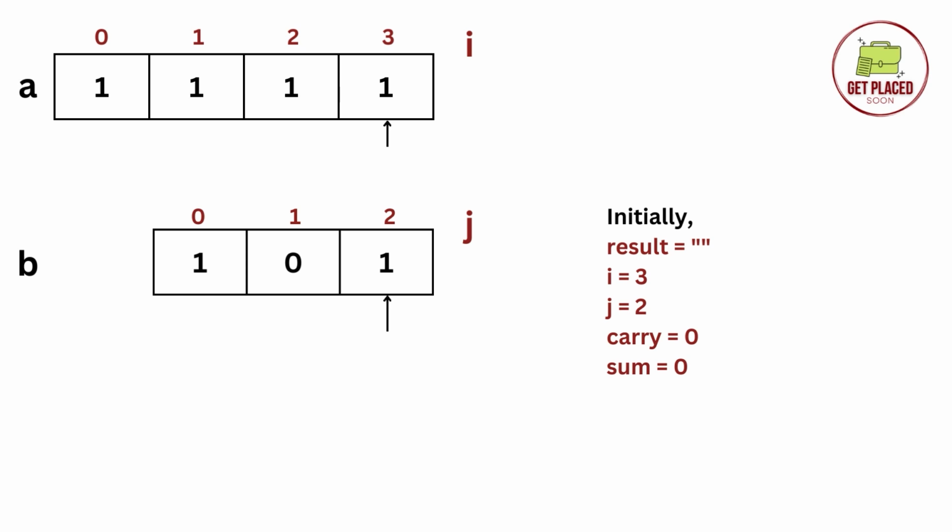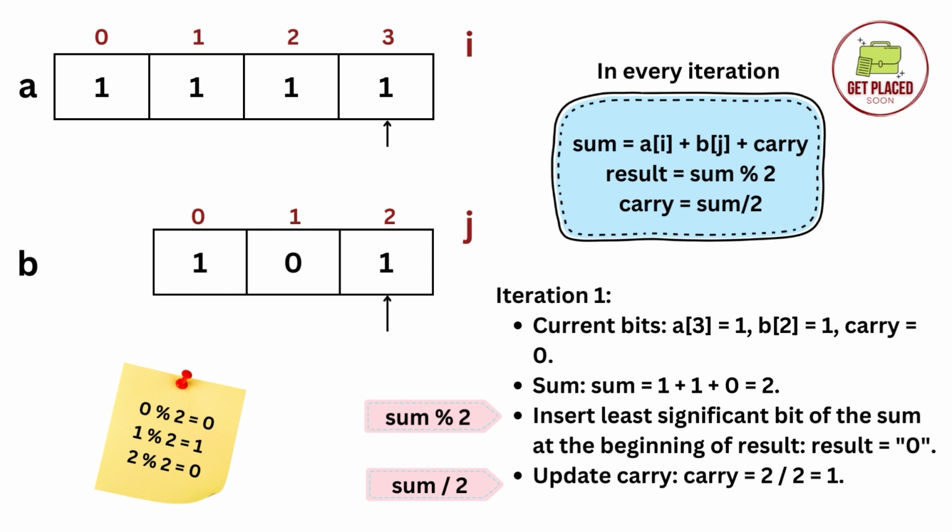Getting started with the problem, in every iteration, you must do three things, as shown in the blue color box here. One, you have to calculate the sum. How do you calculate the sum? You have to add the character at A, add the character from B, and if there is any carry from the previous iteration, you have to add that. So the first step is calculating sum: the Ith character, the Jth character, and carry. And the second step is, whatever you get in sum, you have to append it to the result.